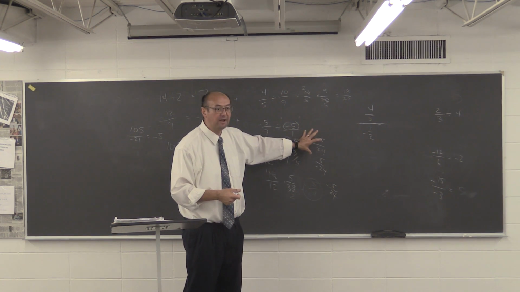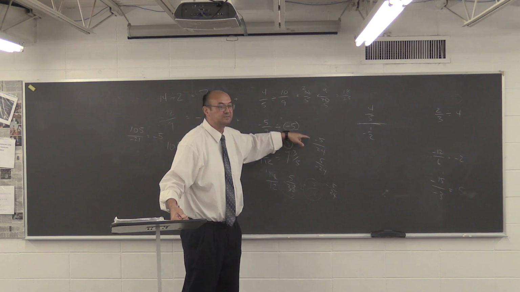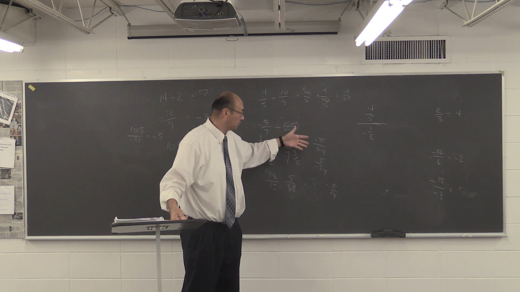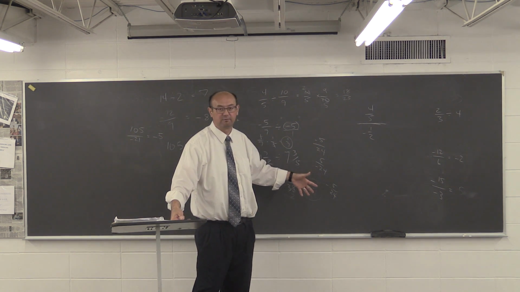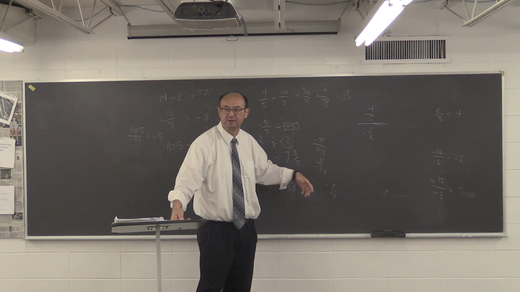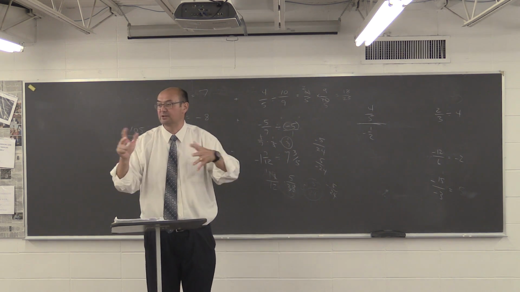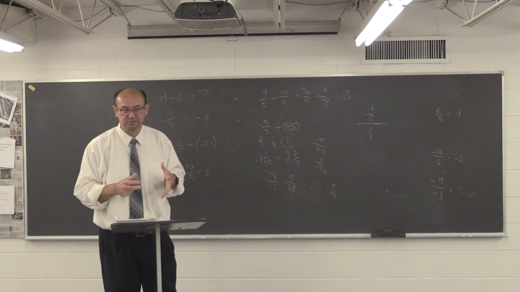This is a negative fraction. It can be written as a negative 5 over 24, it can be written as 5 over negative 24, and it can be written as a negative 5 over 24. This is the accepted method. Just put the negative in front of the fraction itself, okay? So just so you know.